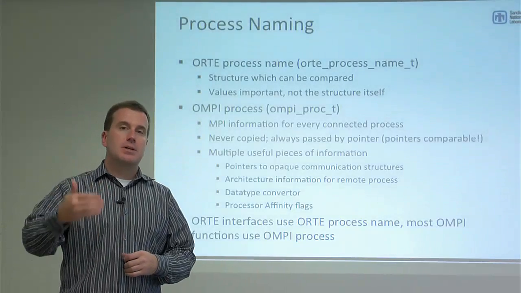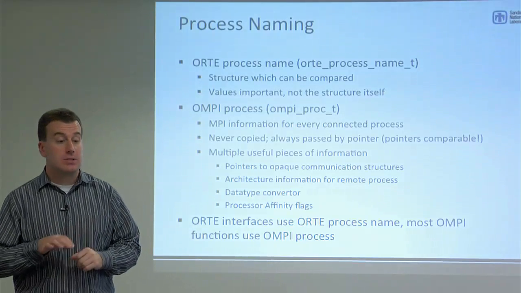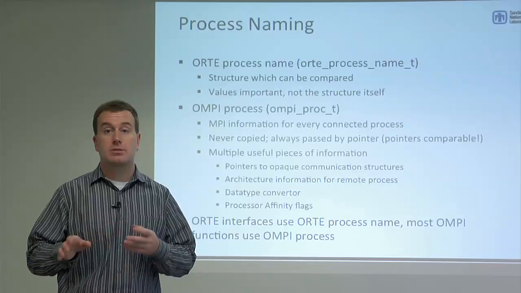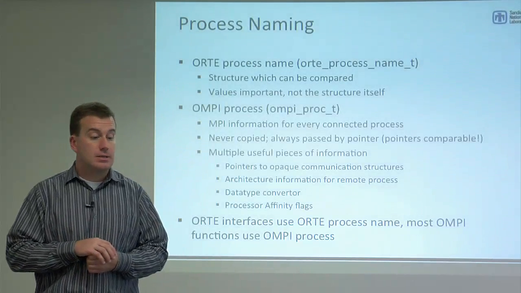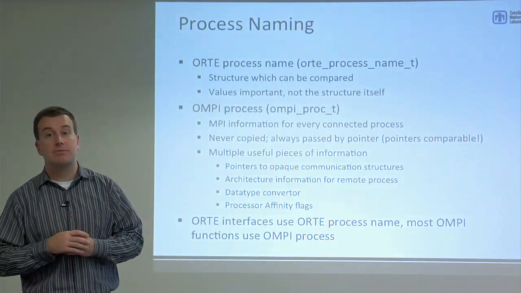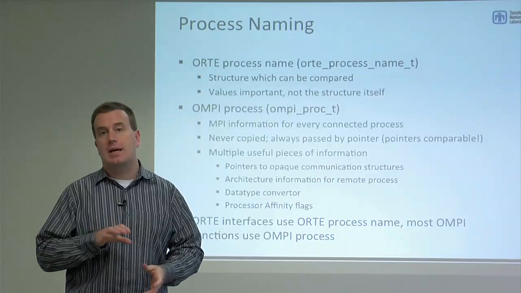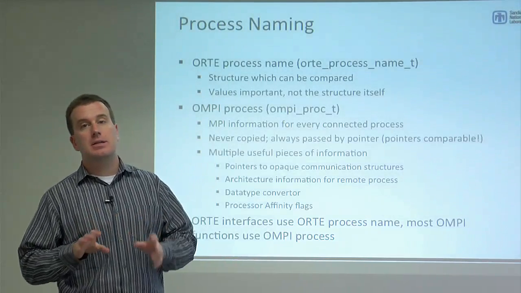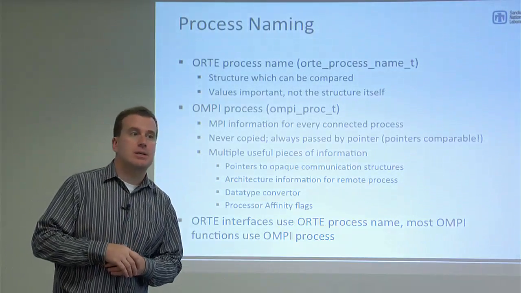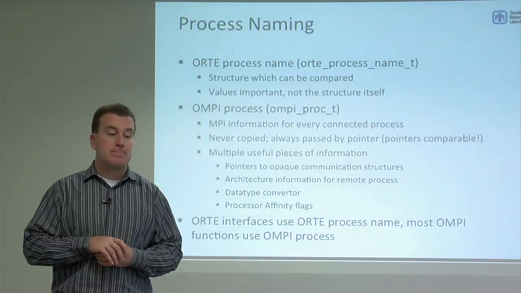And we frequently want a job abstraction on top of that, and so the first name that we have is what we call the ORTE process name T. This is a structure. The structure values can be compared. The value is important, not the structure in memory itself. That is, you can make copies of the structure and nothing bad happens. How these are generated is outside the scope of this talk, but Ralph would be the contact point for learning more about how those names are generated.